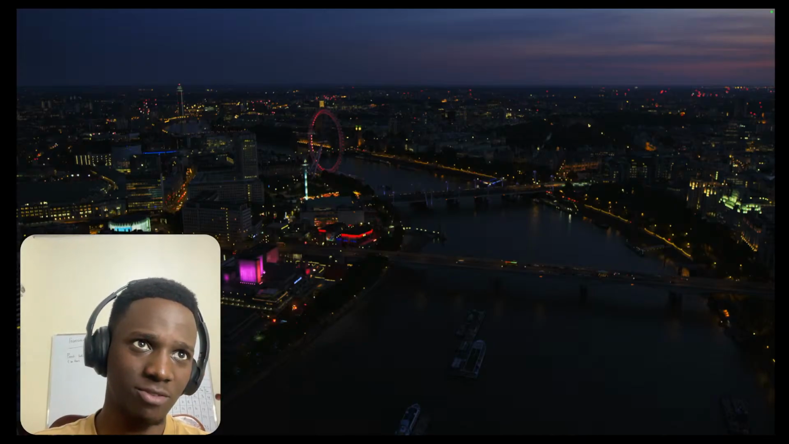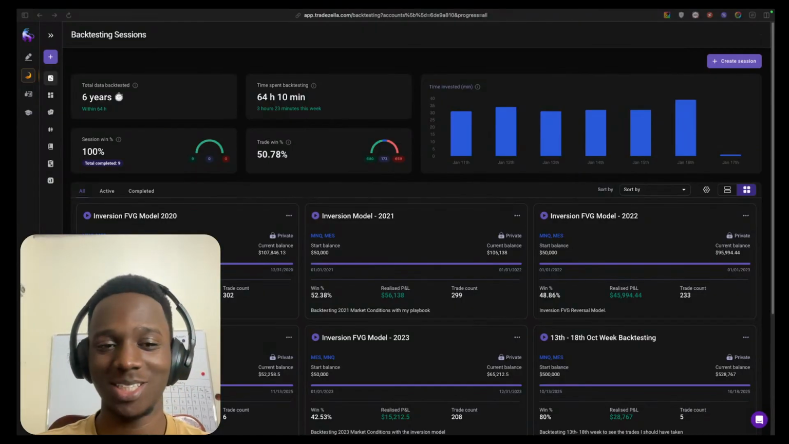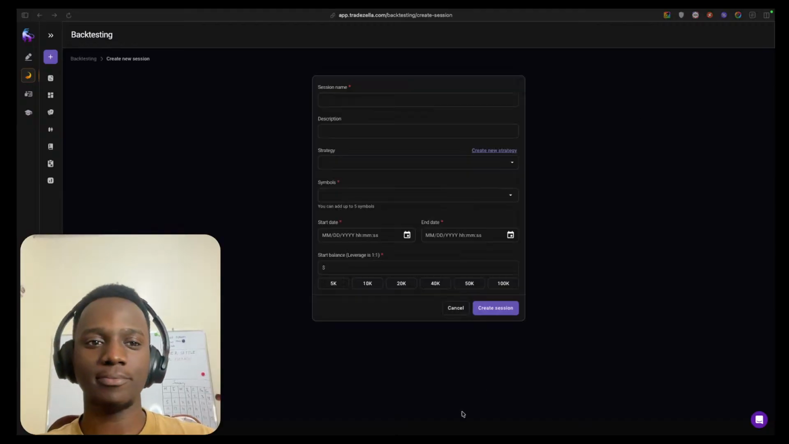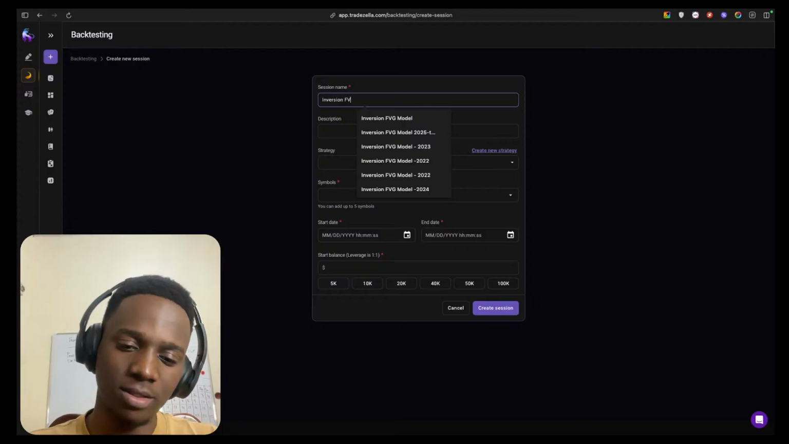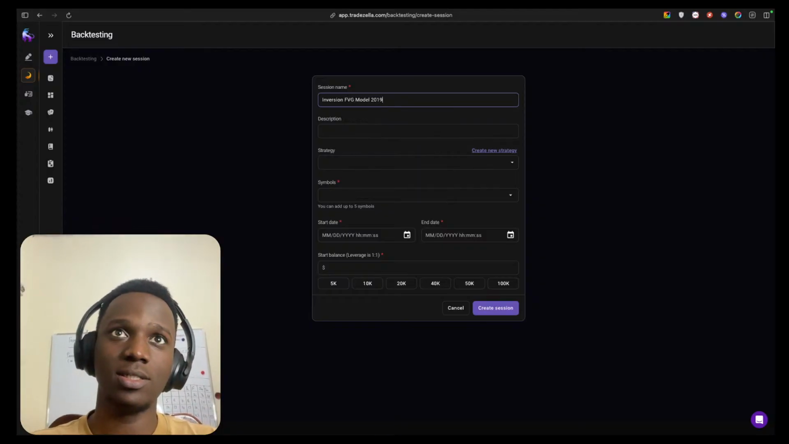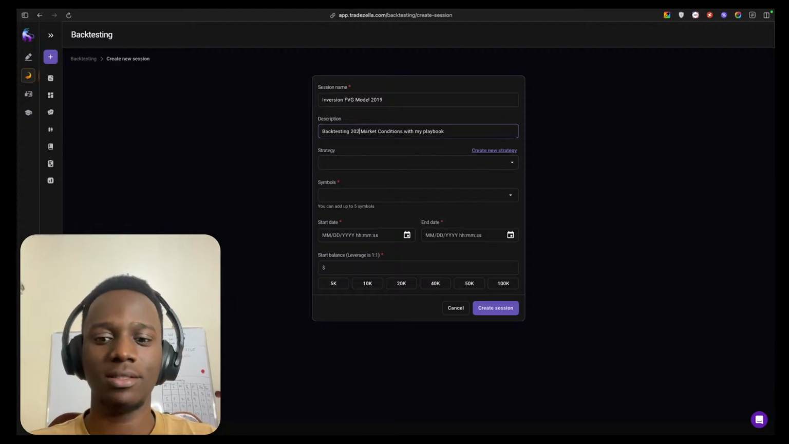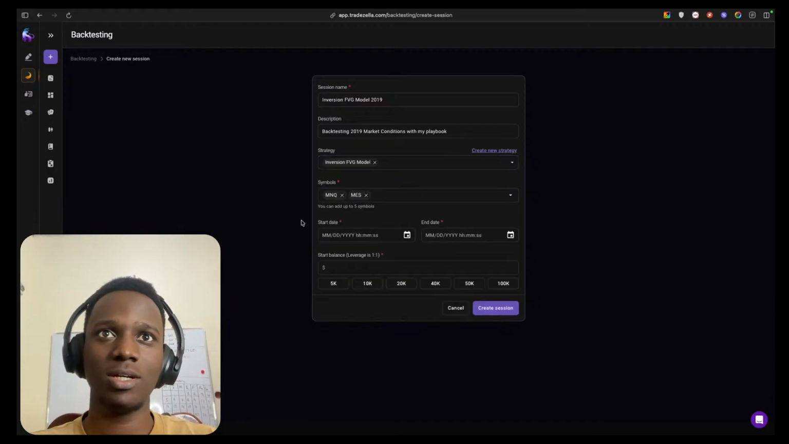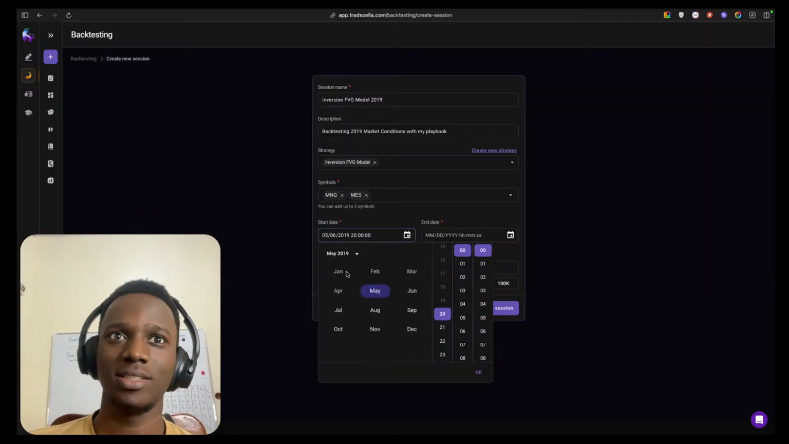I will be backtesting the inversion FVG model. Since yesterday we finished 2020, we'll be doing 2019 actually. So let's see if we can do it in 2019. Still this model, I think I'll stick with that model only. There's no need to put too much thought into it. So the start date will be January of 2019.